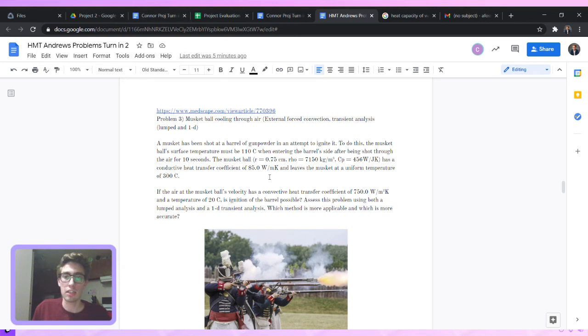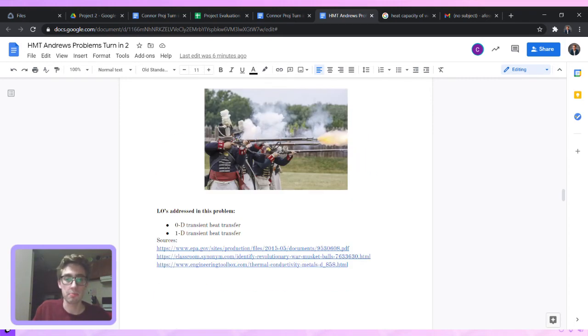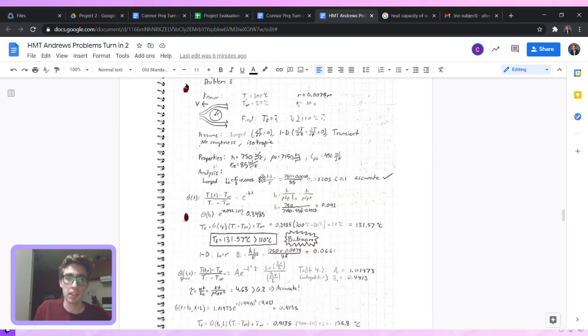We're given the convective and conductive heat transfer coefficients for this musket ball flying through the air at this speed, and we are asked to find if this ignition is possible due to the cooling effect of the air on the musket ball. We're asked to assess this problem both using lumped analysis and 1D transient analysis, and then we're asked to compare the methods. To do this problem, we listed our properties, which were pretty important for this problem.